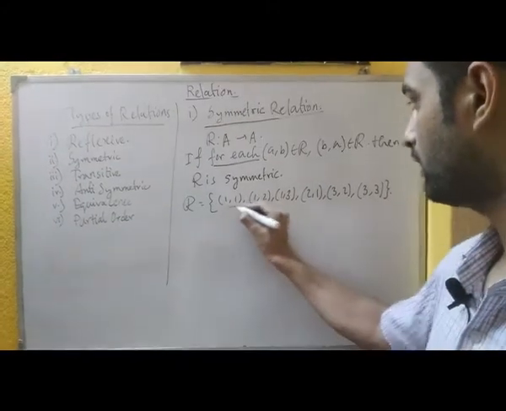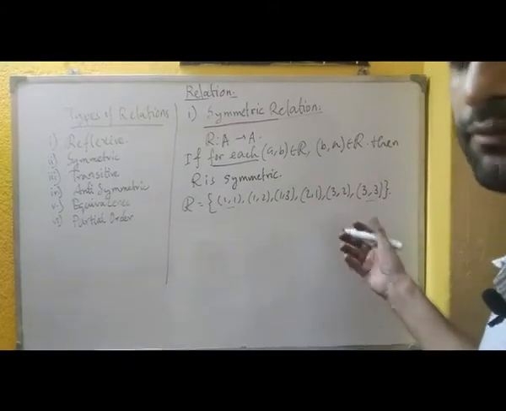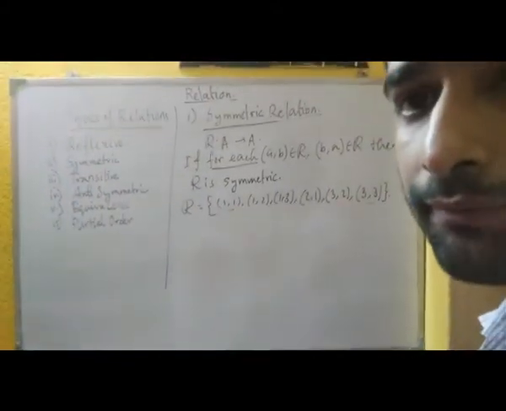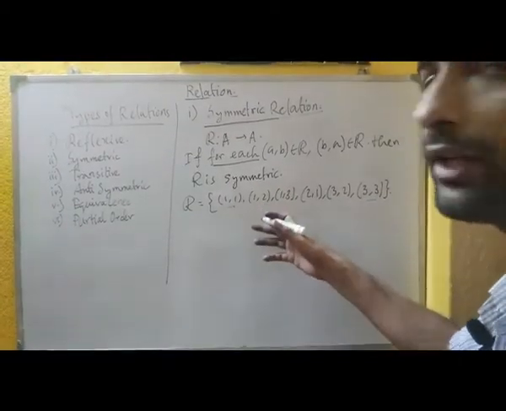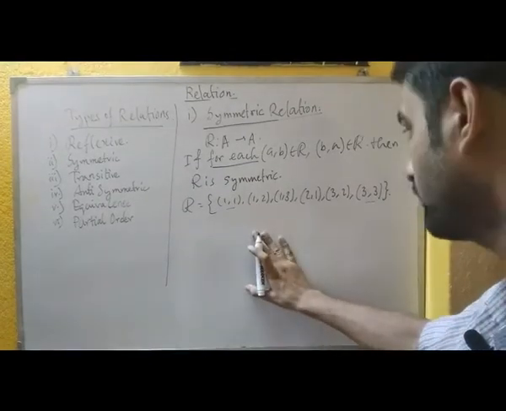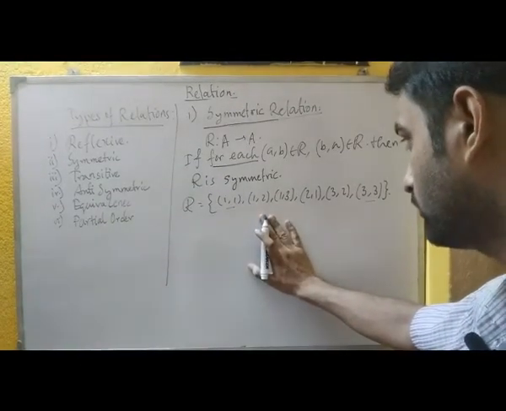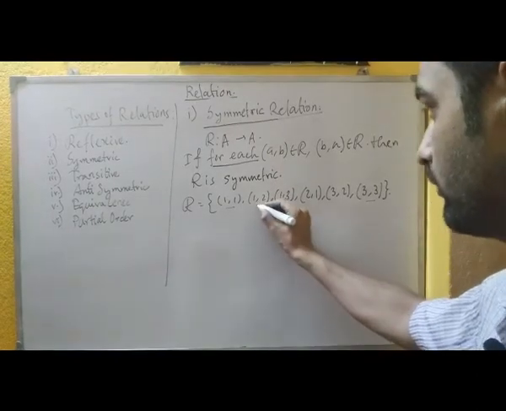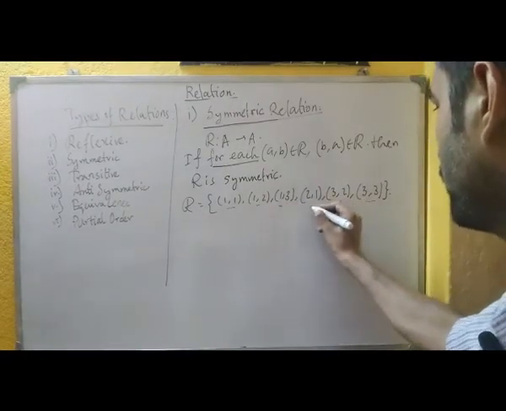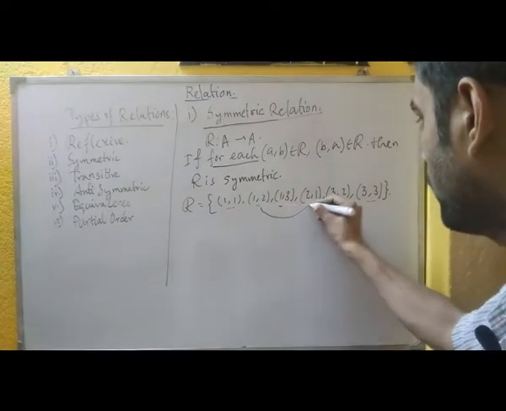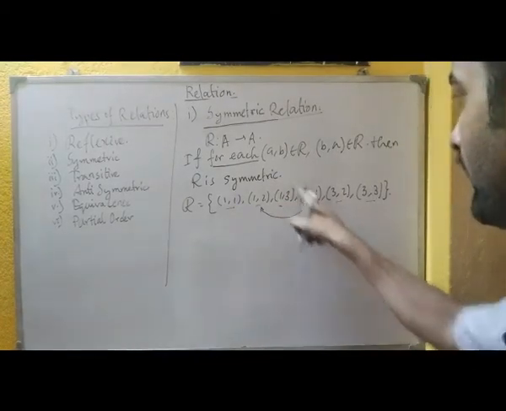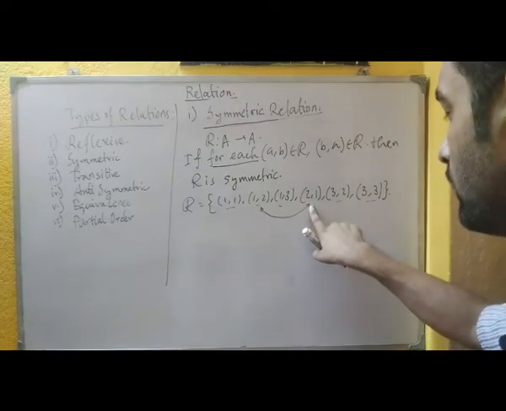So clearly you can see for the elements (1,1), (2,2), (3,3), meaning a comma a, the elements of the form a comma a will always satisfy symmetry, because if you flip the order, then it again becomes the same element. So the reverse order is in the set. So we will consider only those elements which are not in the form a comma a. So here (1,2), (1,3), (3,2) and (2,1). So see (1,2) and (2,1) are the reverse order of each other. So for (1,2) we have the element (2,1), like the definition.